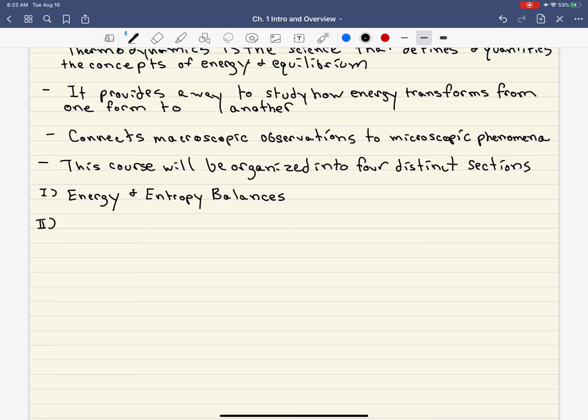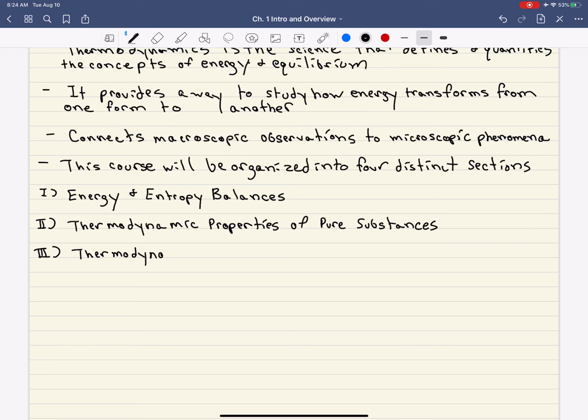We'll then segue into studying the thermodynamic properties of pure substances, so systems in which you only have one unique chemical element. It could be in different phases, but there's still only one element there, or one type of chemical there specifically. We'll then expand on the thermodynamic tools that we learned in Section 2 by then studying in Section 3 the thermodynamic properties of mixtures. So what happens when you are now dealing with multiple different types of chemicals.